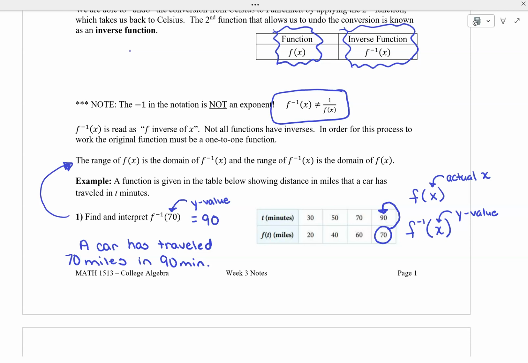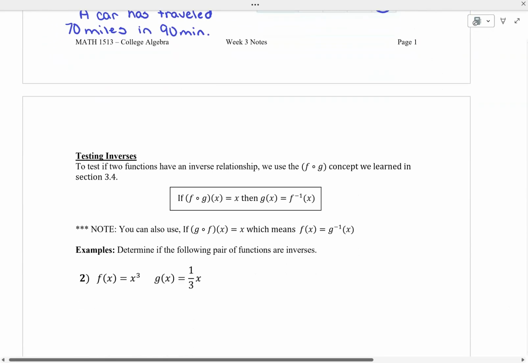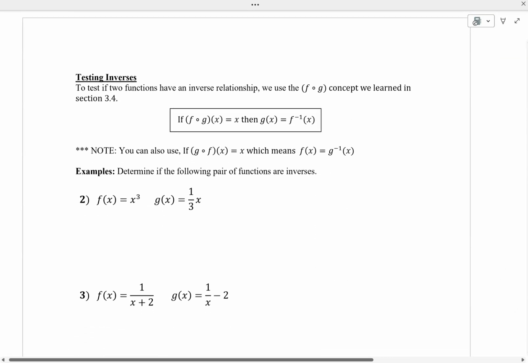Okay, let's go test inverses. Okay, to test inverses, we just use the compositions that we learned in section 3.4. So basically, we take the g, we plug it into the f. If we get x, we're on the right track. But then we have to do it again, and we want to plug which one? I just forgot which one I said. So g goes into f, and f goes into g. So you got to do it twice. And if you get x's on both, then we're good.